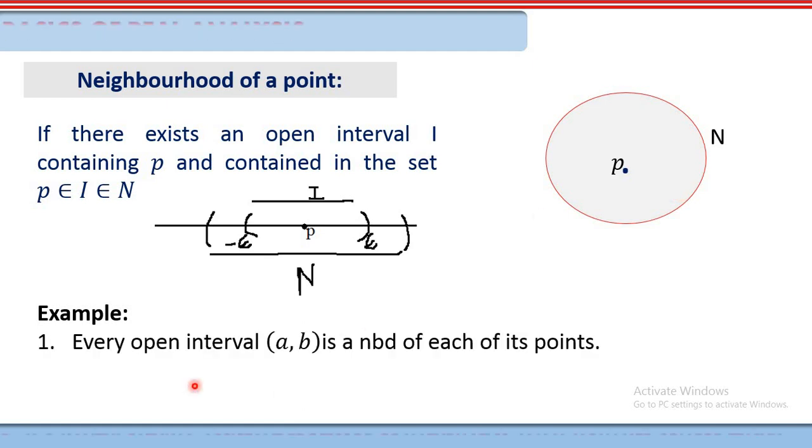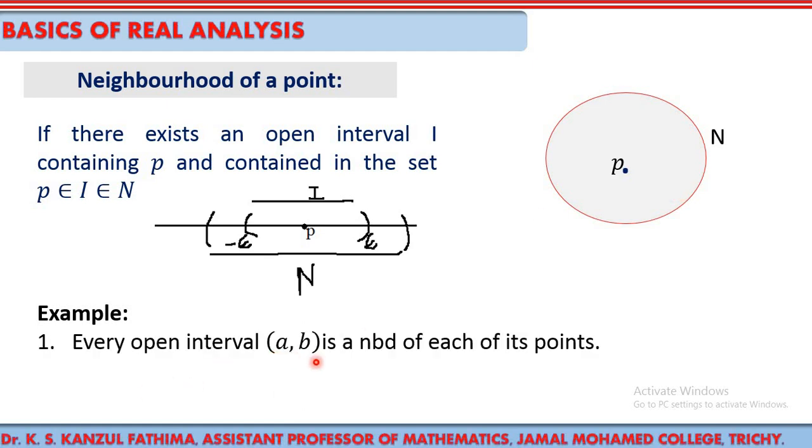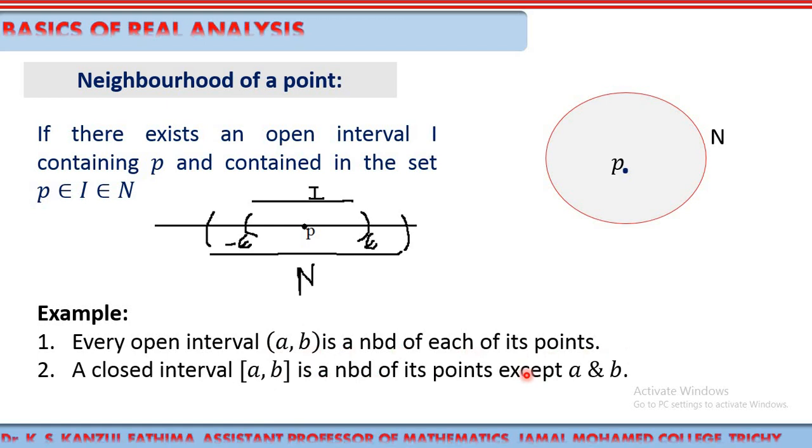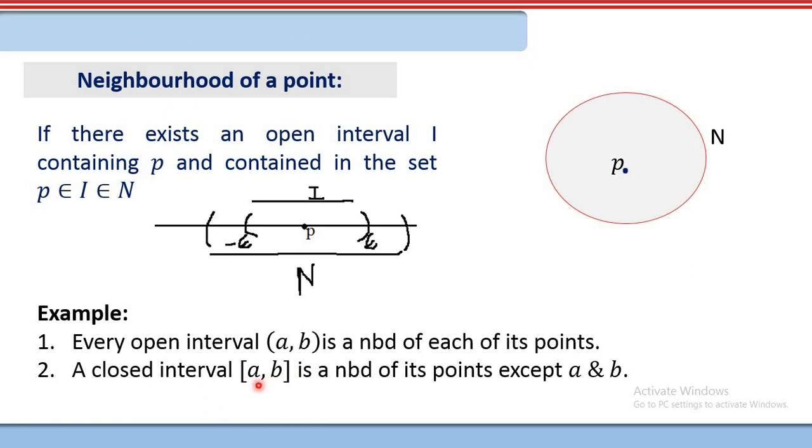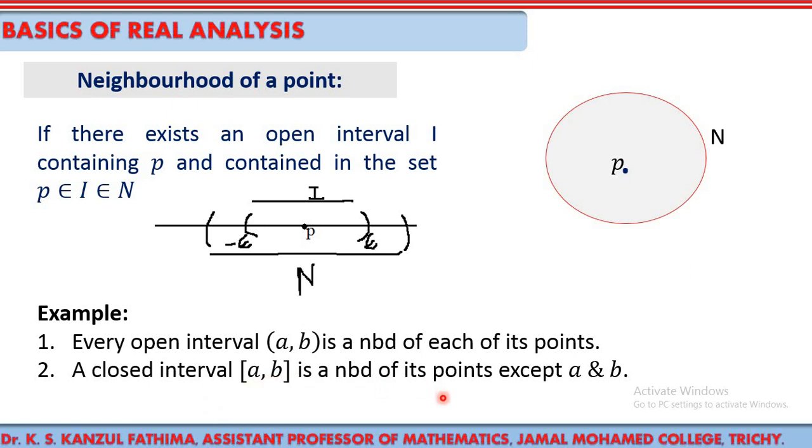Example, every open interval (a, b) is a neighborhood of each of its points. Similarly, a closed interval [a, b] is a neighborhood of its points except a and b.